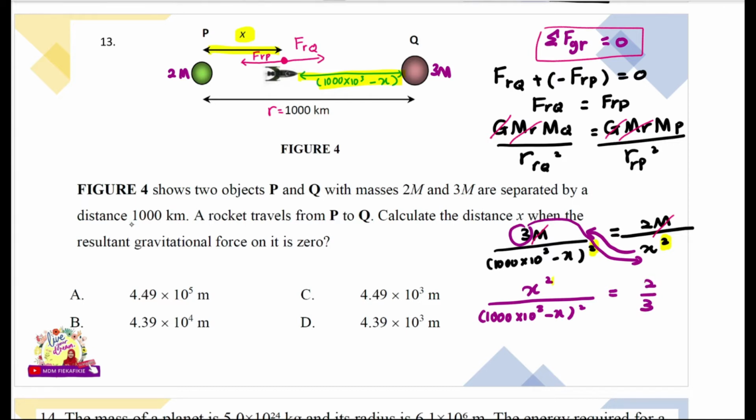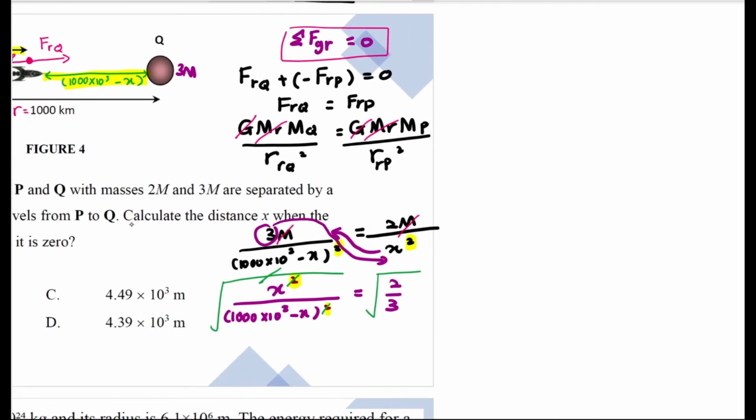So now I want to remove this squared. So I will take the square root. Don't forget to take the square root for both sides. So we can cancel this one. Therefore, we can write, I don't have enough space, so I write it at the side. So it will become X over 1000 kilometer minus X is equal to, this you solve it. So what will we get here?